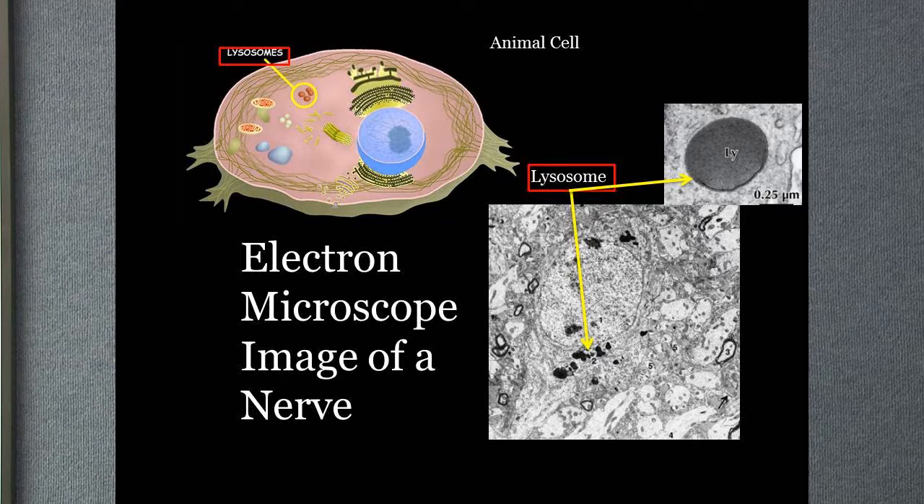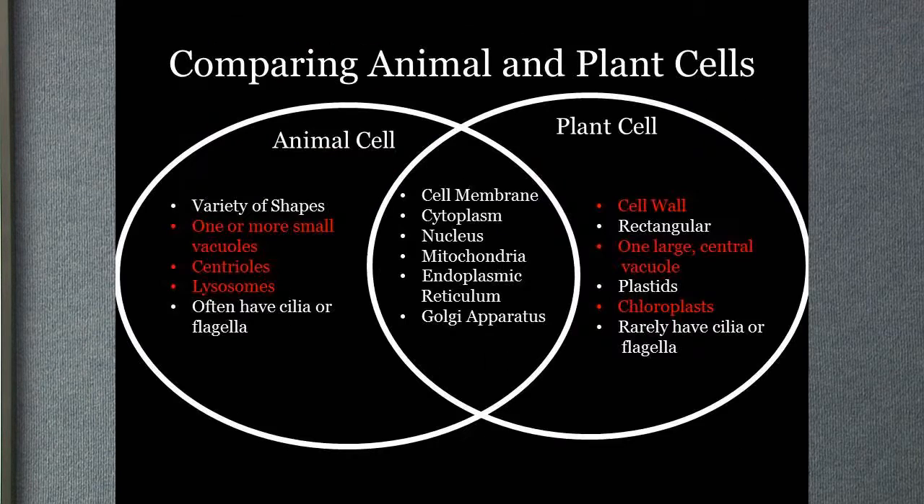So here we see in the animal cell, we see lysosomes here and here. Usually they vary in size, as we see there, but these are the lysosomes that you see in the animal cells. So we looked at things that were in animal cells. Now we're going to look at unique things that are in the plant cells. Okay, cell wall, one large central vacuole, and chloroplast.